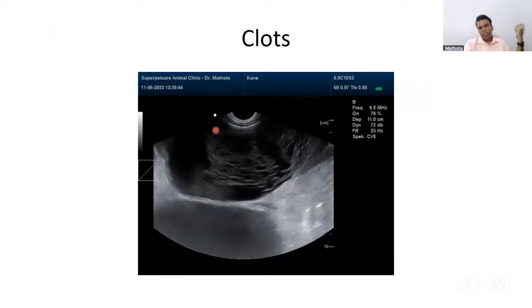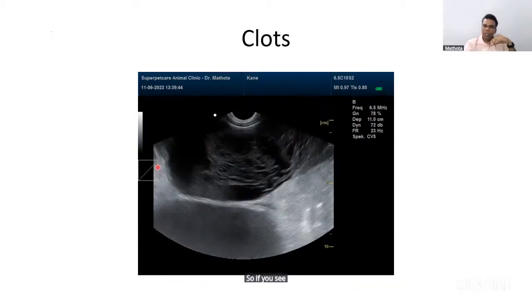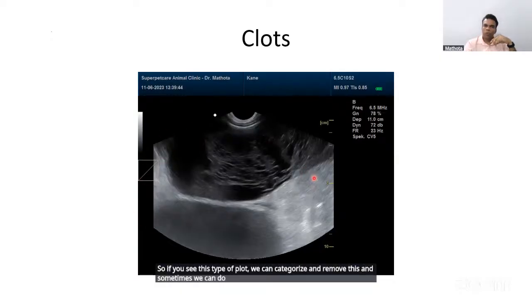Then you'll see something like this inside the bladder. These are clots. Sometimes maybe blood clots or some protein accumulation. So we can see this type of clots inside the bladder. If you see this type of clot, we can catheterize and remove it, and sometimes we can do a bladder wash or something like that.